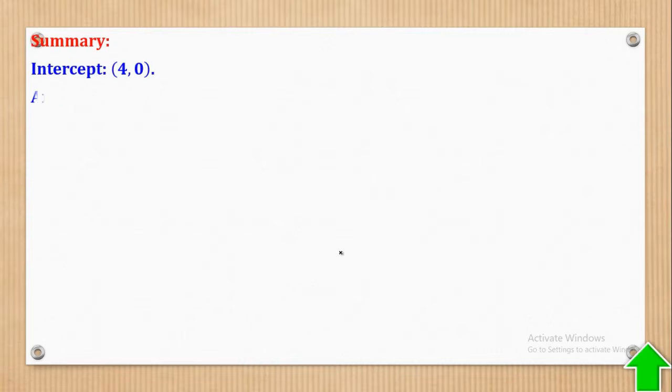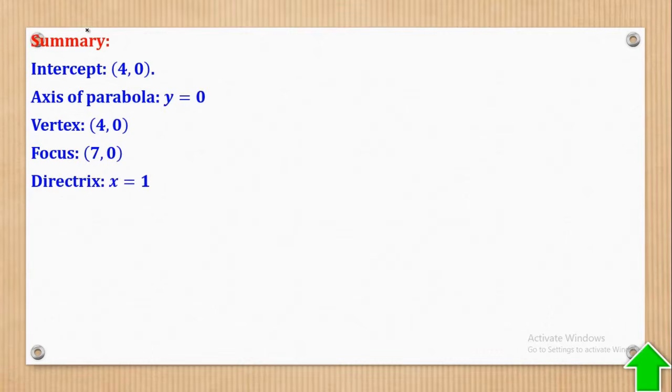To sketch, we shall first write a summary. Now for me, I'm writing this summary, but you don't need to write it. I'm writing it because I don't want to go back to the previous slides to keep checking what the intercept was, what the axis was, what the vertex was, what the focus was, and what the directrix was. For you, what you need is to go to the sketch.